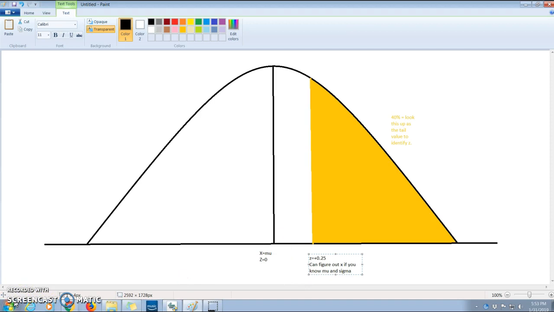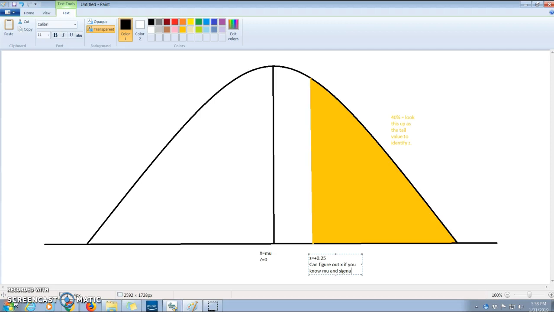If I give you z and you know sigma and mu, then you can figure out an x. If I give you a probability, you can find a z, and then if I give you sigma and mu, you can find an x. So it's just, to me, super fun, and you can just go back and forth, but I just wanted to make sure you guys understood that these things are all just related.